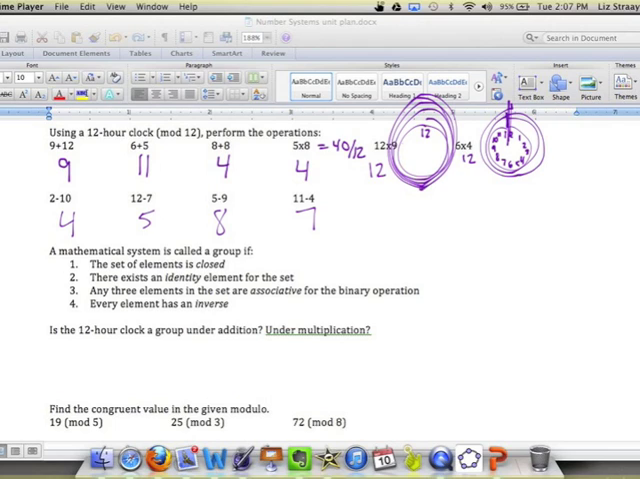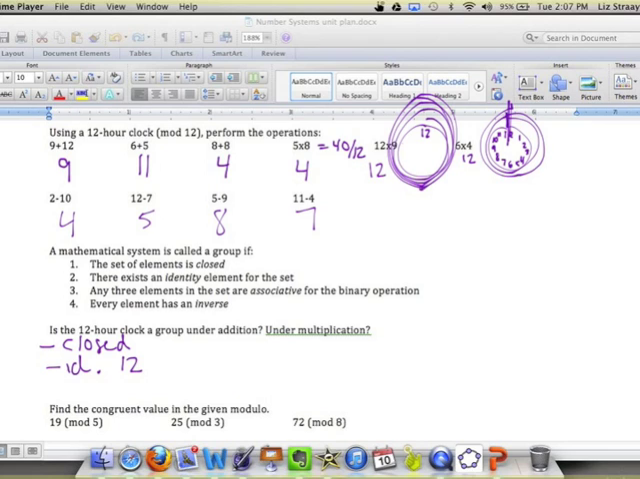So, if we think about addition, it's closed. We're not getting any answer other than 1 to 12. There's no way to get anything other than 1 to 12 off of a clock. If we think about identity, is there a number that I could always add to something to get me back to where I am? So what could I add to get back to where I am on the clock? 12. 12 hours later, it's going to be the same time as it is right now. So it has an identity. The identity is 12.